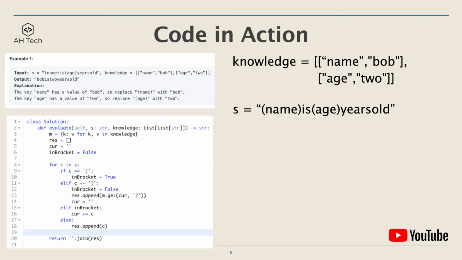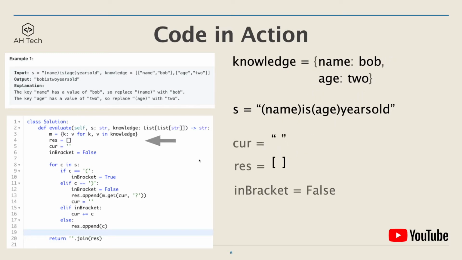Here we'll be looking at example 1. So the knowledge array is name, Bob, age, and 2. And the input string S has name and age inside bracket pairs. So the first step is to turn the knowledge array into a hash map, and then set up the variables current, res, and the in_bracket flag. And starting from the first character in S, we hit a left bracket, so the in_bracket flag will be updated to true.